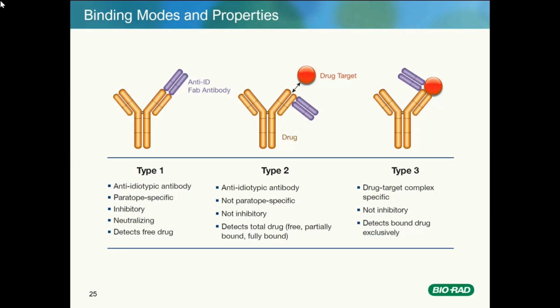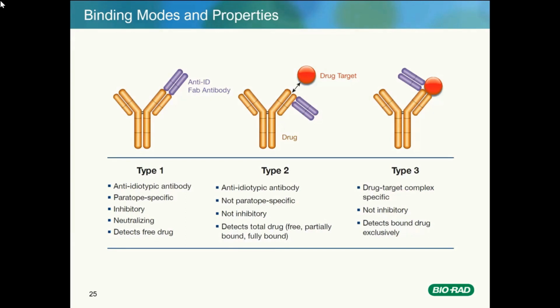Type 1 binds to the paratope. It is inhibitory. It detects free drug. It's the classical version and relatively easy to get. Type 2 binds outside of the paratope. It is not inhibitory, and it detects total drug, both free and bound.